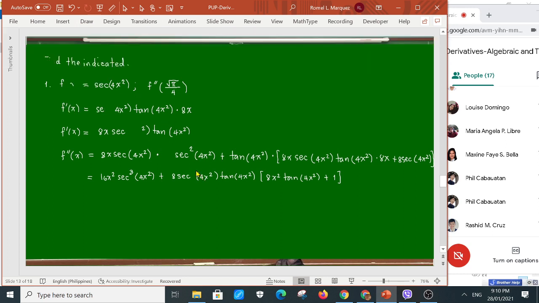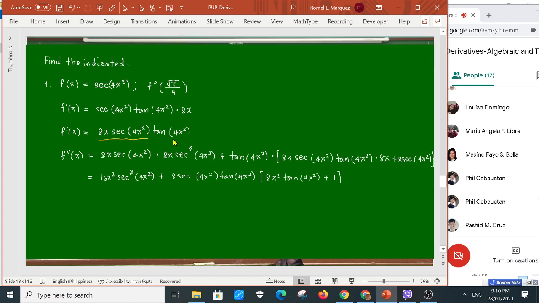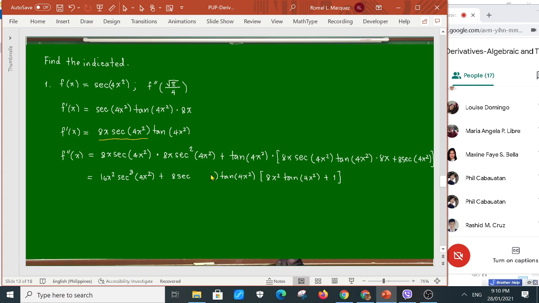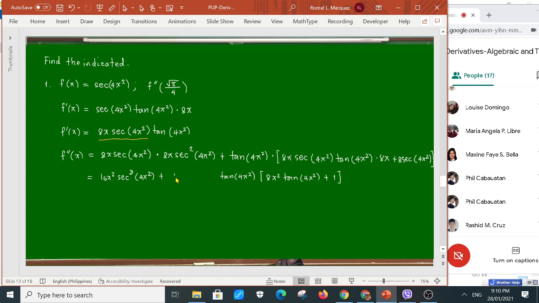Hoy! Ikaw, Rashid, di mo tinitingnan sinusulat ko eh. Susumbong kita sa nanay mo. Di ka nakikinig. Sumobra. Magkagalit tuloy yung argument niya. 8 secant of 4x squared. Okay, tama na yan, Rashid.